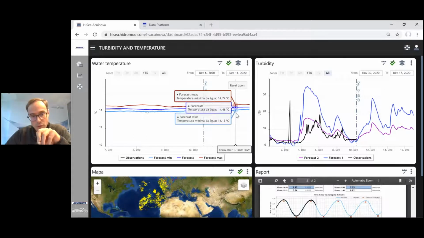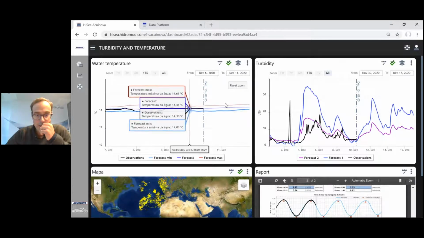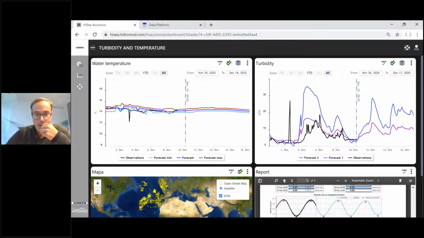It's for water temperature. One gives you sort of an ensemble of a good estimate, the higher estimate, the lower, and the average that we are expecting. As you can see, the system is continually under validation.